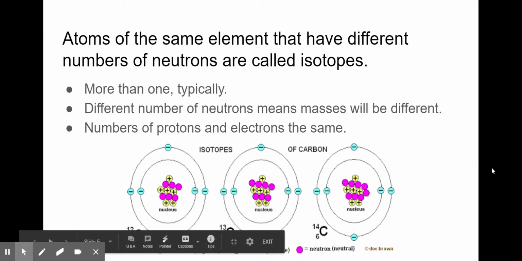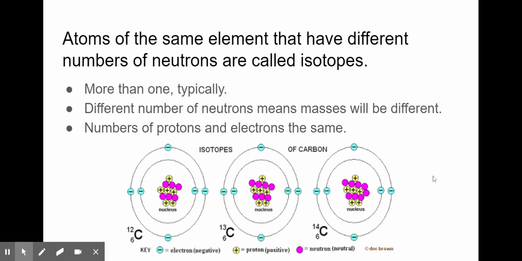All right. So atoms of the same element that have different numbers of neutrons, we call these isotopes. For the most part, elements have more than one of these. Most elements consist of more than one type of isotope, differing by only the number of neutrons in their nucleus. Everything else about them is identical. So the number of protons and the number of electrons should be the same. If 2 atoms have different numbers of neutrons, the atomic masses of those 2 atoms won't be the same, even though they are atoms of the same element, okay?